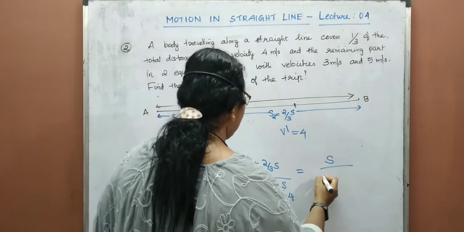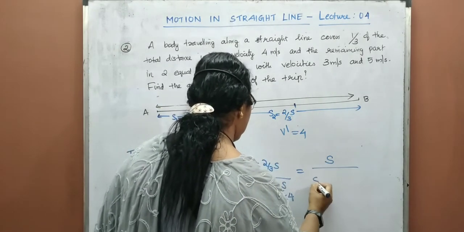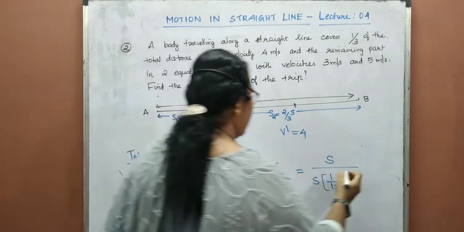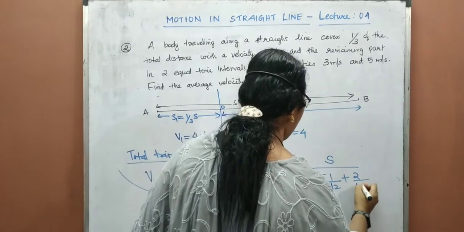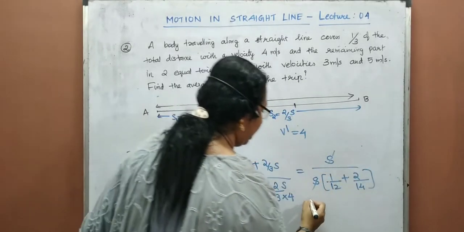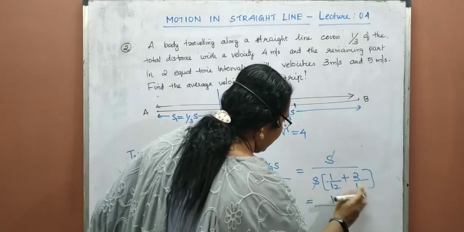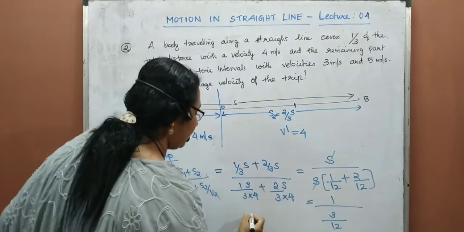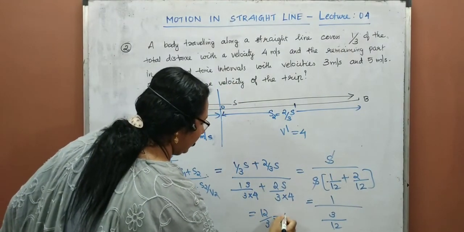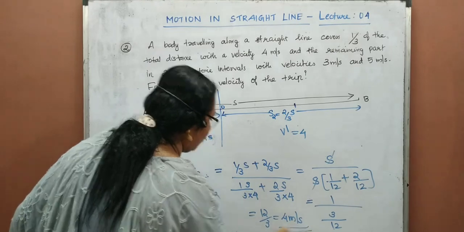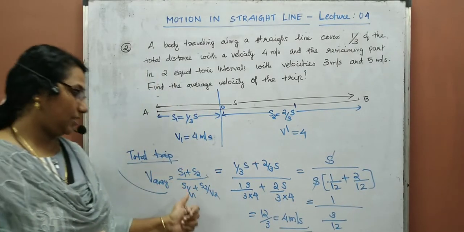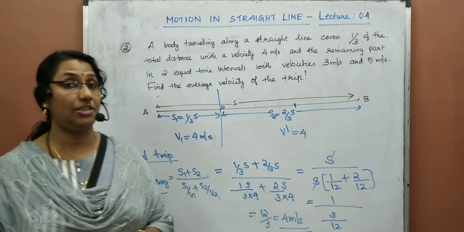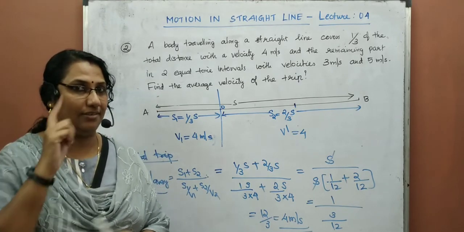Here also 1 by 3S plus 2 by 3S. What becomes it? Then you will write it as S into 1 by 3 into 4, 12, plus 2 by 3 into 4, 12. S cancelling. Then we will write 1 by 12, 1 plus 2, 3. Reciprocal, 12 by 3. Again equal to 4 meter per second. So on taking the equation S1 plus S2 by S1 by V1 plus S2 by V2, again the answer becomes 4 meter per second.